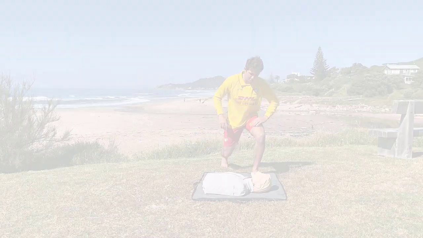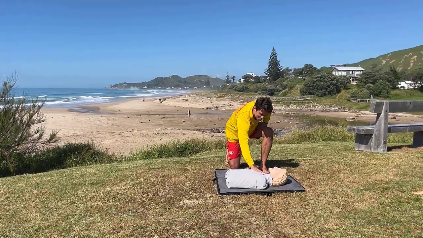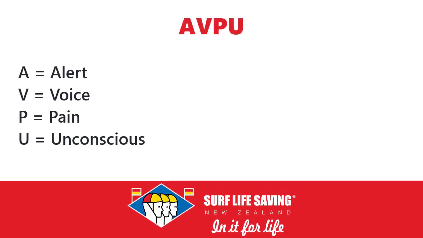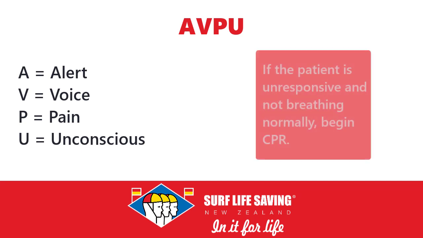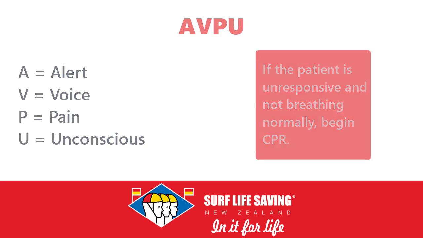Pain. If no response, squeeze their shoulder firmly. If they open their eyes, move, or make a sound, they score a P. Unconscious. If there is no response to pain, they score a U. If the patient is unresponsive and not breathing normally, begin CPR.